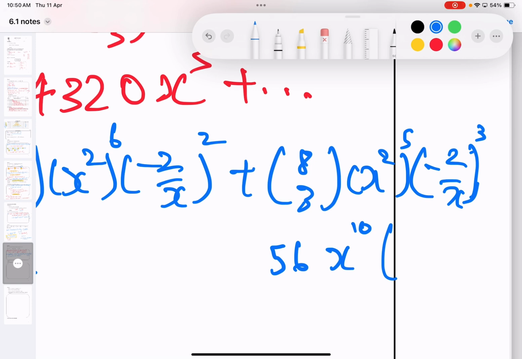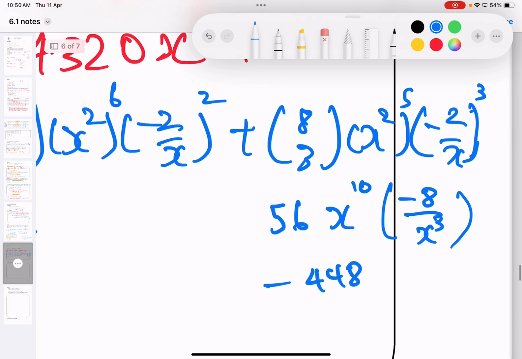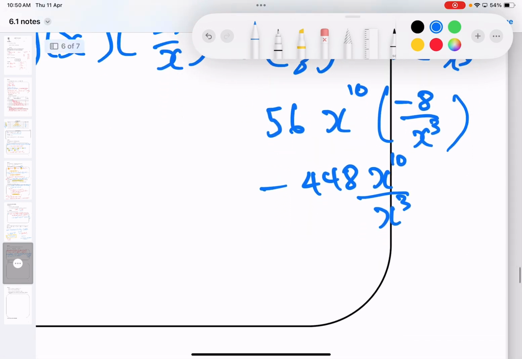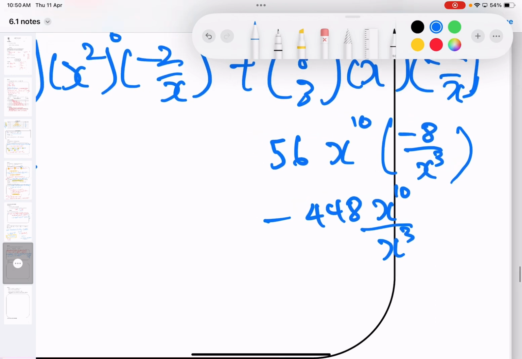Then I have negative 2 raised to the power of 3, which is just negative 8. And I have x to the power of 3. Until here, everyone okay? 56 times negative 8, I'm going to get negative 448. I'm going to get x to the power of 10 divided by x to the power of 3. Can you see that? Until here, anyone confused? This is the numerator, this is the denominator. So I multiply the negative 8 by 56, and the x to the power of 10, I bring over here.